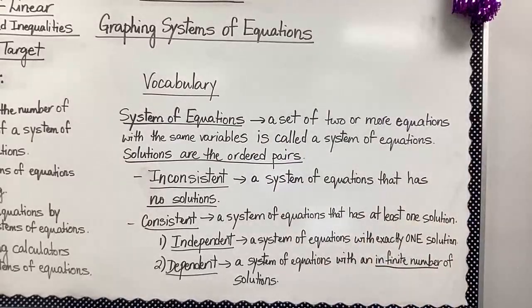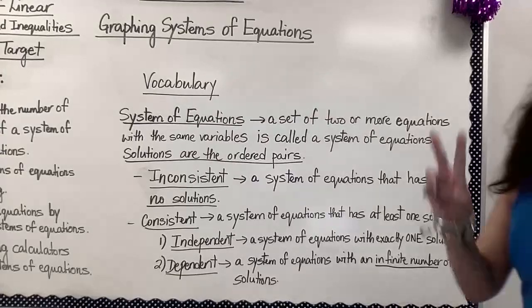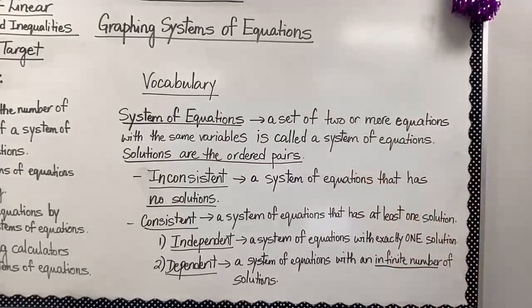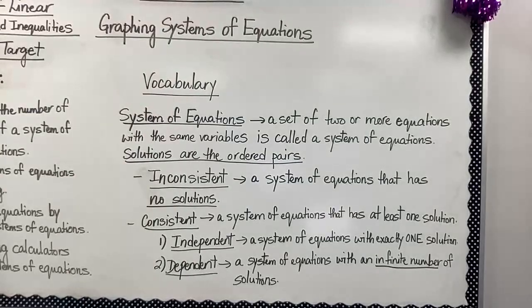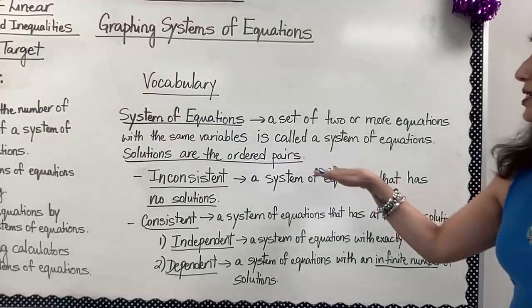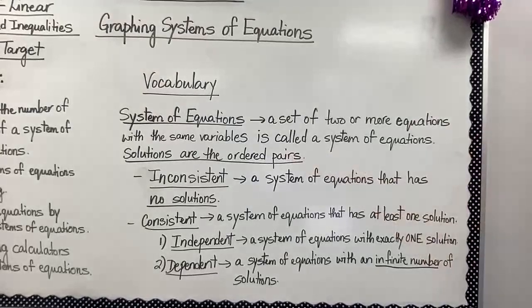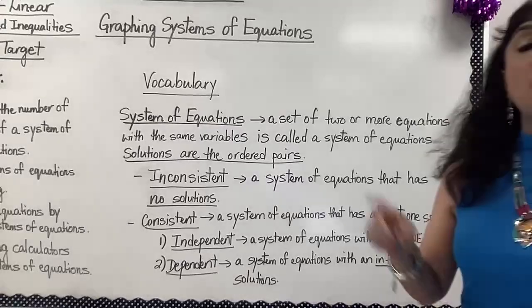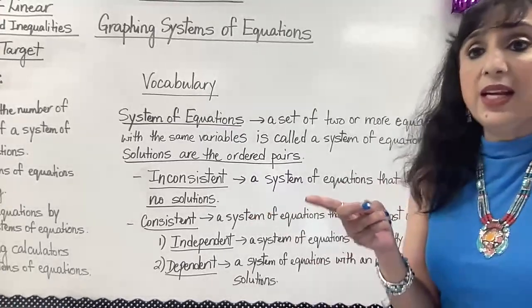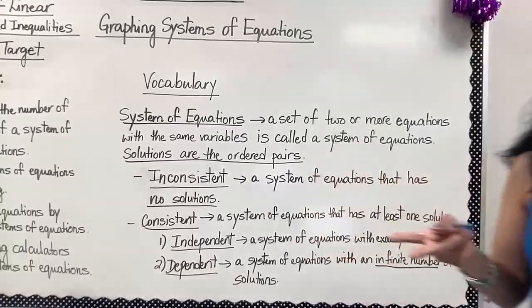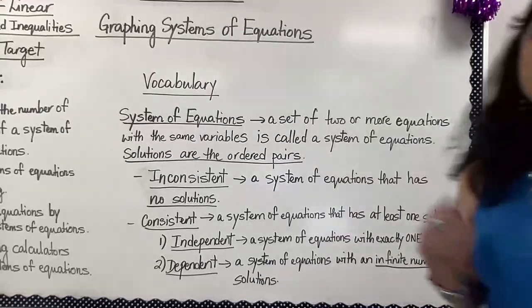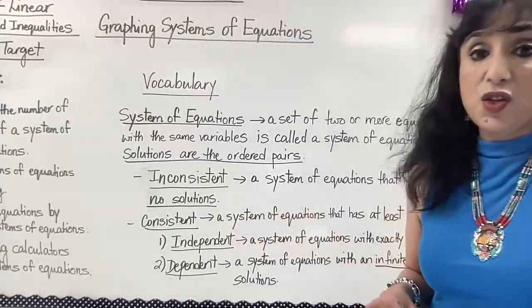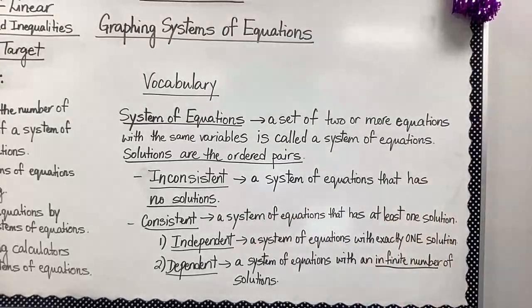In this course, we are going to focus on systems of two linear equations. An ordered pair that is a solution of both equations is a solution of the system. A system of linear equations can have one solution, it can have an infinite number of solutions, or it can have no solution. So let's talk about what that means.